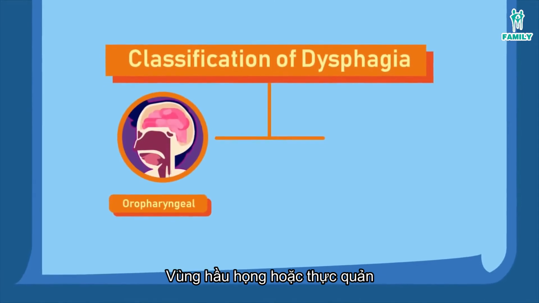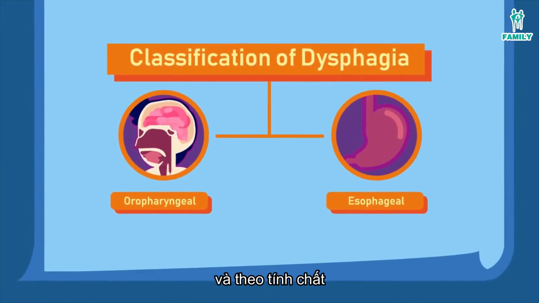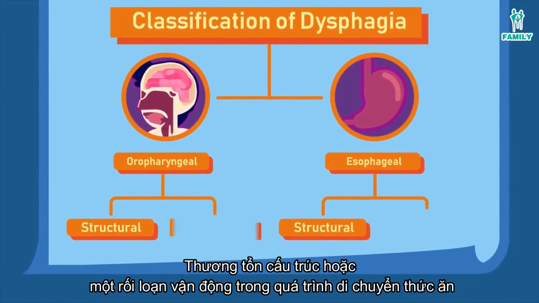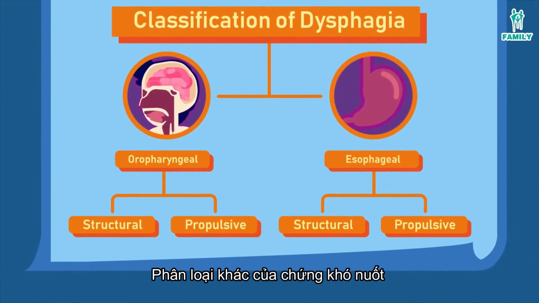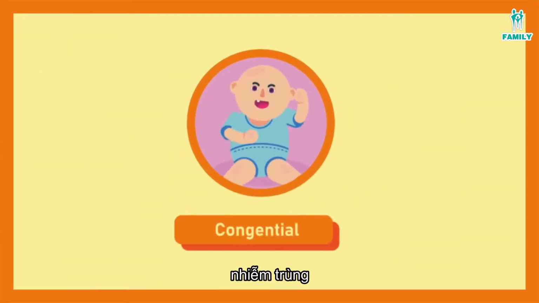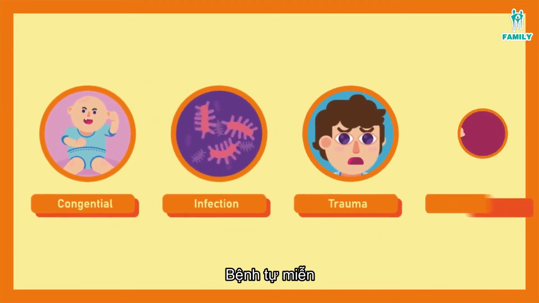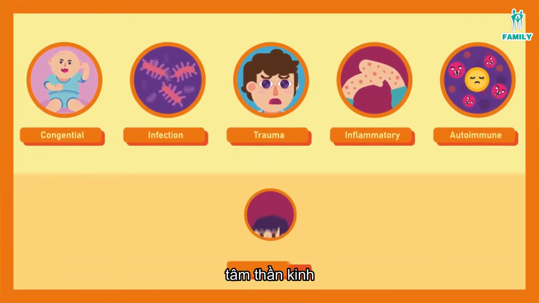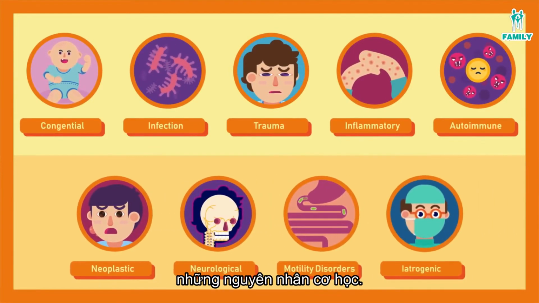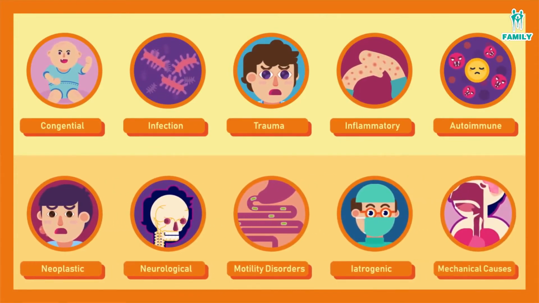Classification of dysphagia. Dysphagia is classified according to site, whether it is oropharyngeal or esophageal, and the type of disorder, whether it is a structural disorder or a motility or propulsive disorder. The differential diagnosis for dysphagia could also be divided according to the cause: congenital, infections, trauma, inflammatory, autoimmune, neoplastic, neurological, motility disorders, iatrogenic, and mechanical causes.